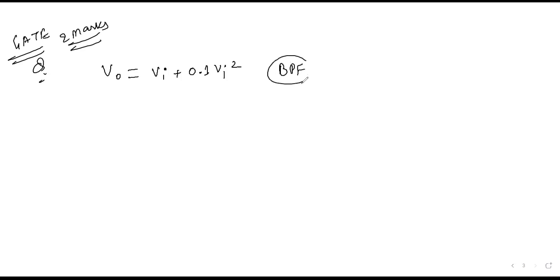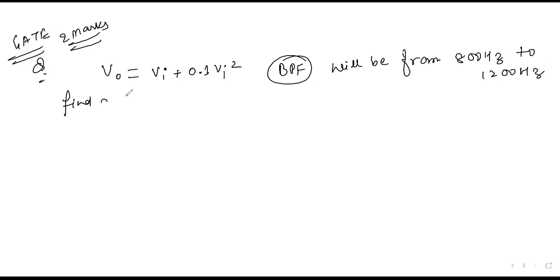This is a question from GATE, 2 marks. The question is: for the following square law modulator, V naught equals Vi plus 0.1 times Vi square, and the pass band of the band pass filter will be from 800 hertz to 1200 hertz. Find all parameters of the resulting AM.